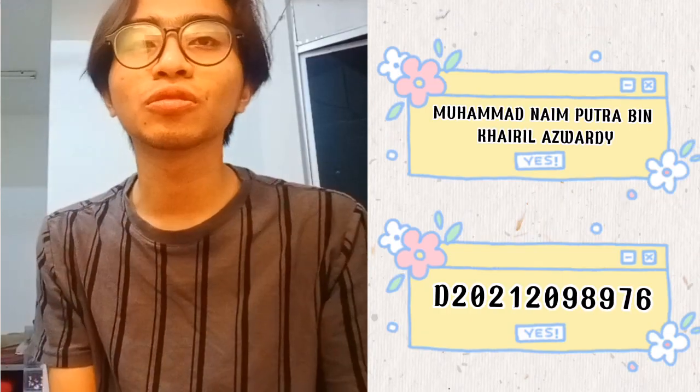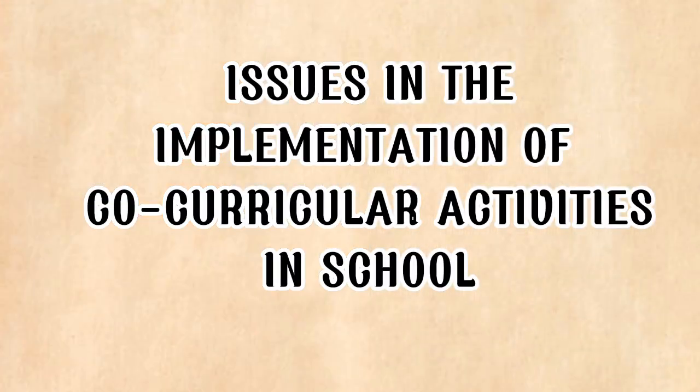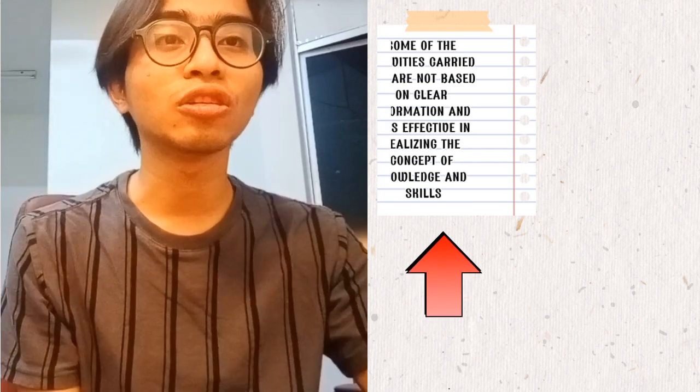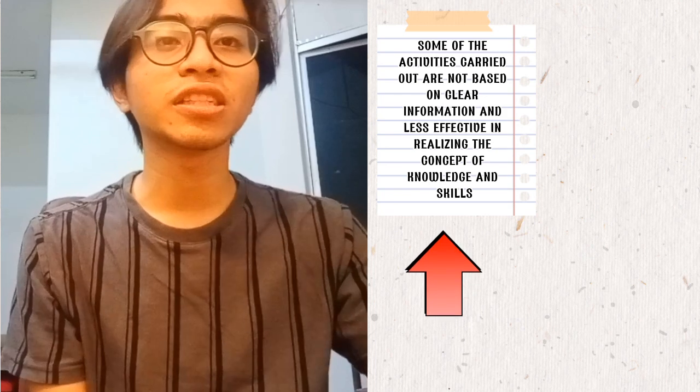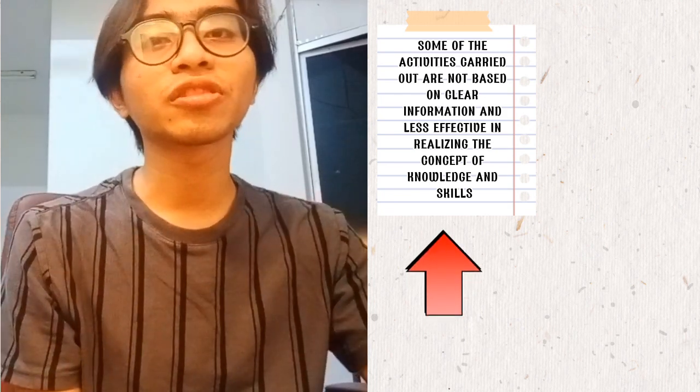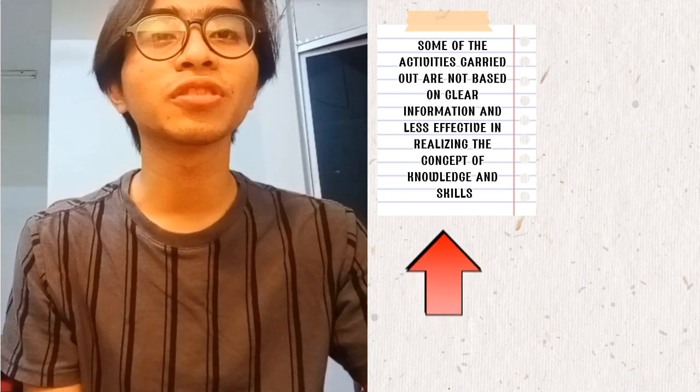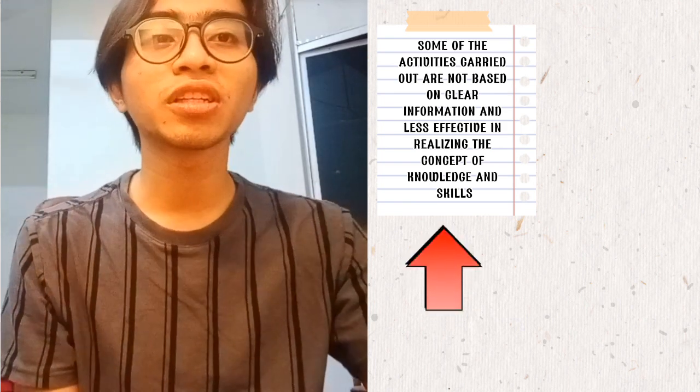I will continue to present about issues in the implementation of co-curriculum activities in schools. The implementation of co-curriculum activities in school is increasingly encouraging, especially if evaluated from the perspective of integrated and comprehensive education. Some of the activities are carried out not based on clear information and are less effective in realizing the concept of knowledge and skill across the curriculum or the universalize of knowledge, experience and skills.